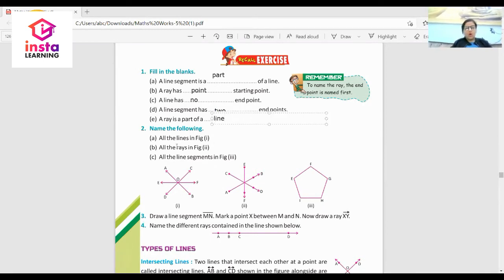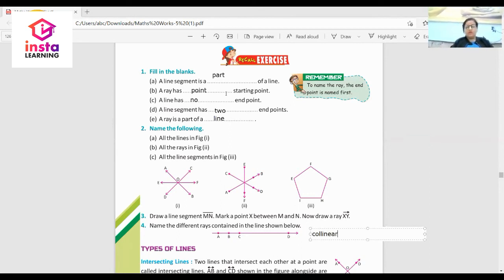Okay. Now, all the lines in figure 1 are lines when they extend indefinitely, like A and B, C, D, E, F, and this is O, that is a point. You will write the names like this. Now draw the line segment. A line segment has a definite measurement. Mark a point X between M and N. Now draw a ray XY. Name the different rays contained in the line shown below. When points are given on the line, they are called collinear points.